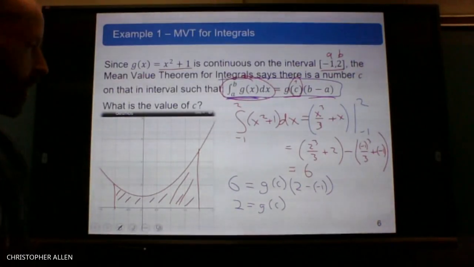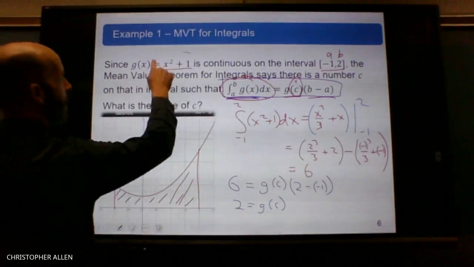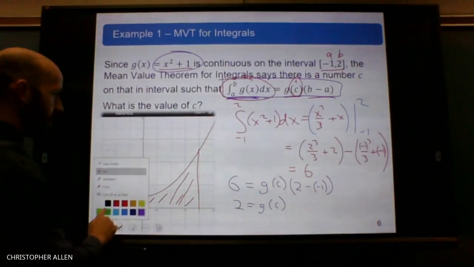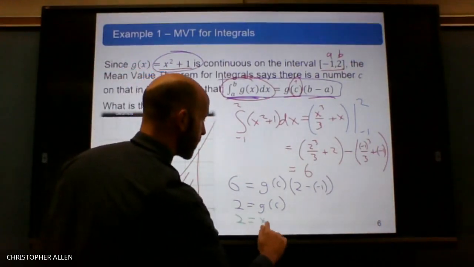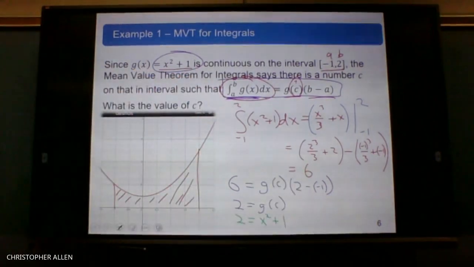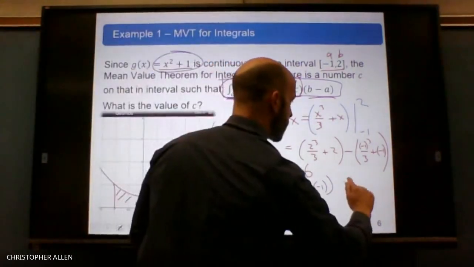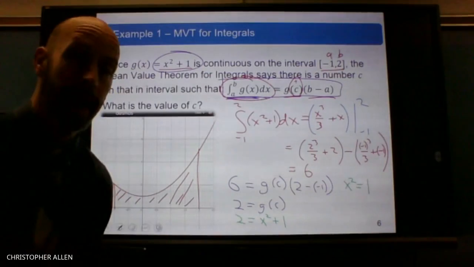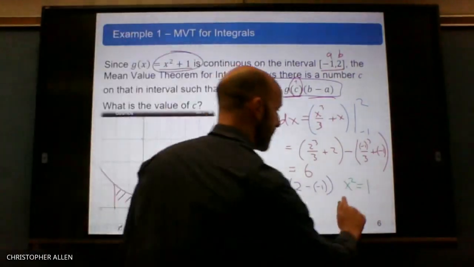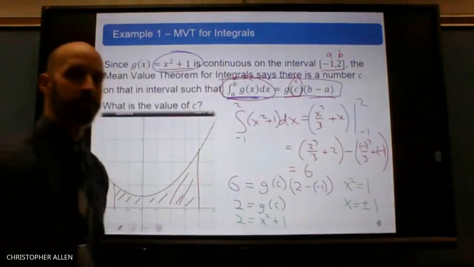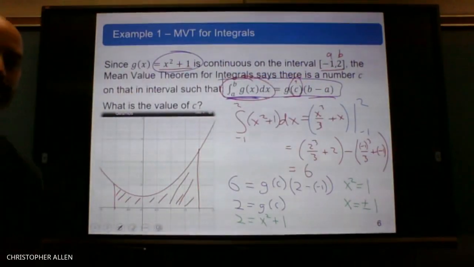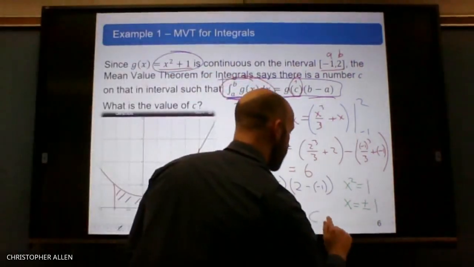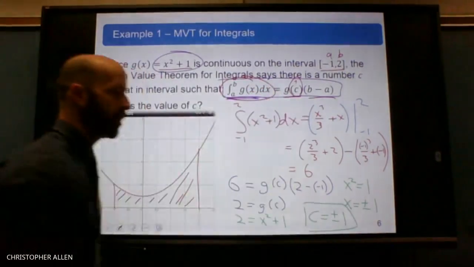Well, that might seem like a hard question, particularly if you didn't have this graph. Well, what is f of x? It's x squared plus 1. So I'll switch colors again. That means 2 has to be equal to x squared plus 1. In other words, x squared has to equal 1. And when is x squared equal to 1? Well, it's equal to plus or minus 1, because -1 times -1 is 1, and 1 times 1 is also 1. So it turns out that in this example, there are 2 values of c that will make that true.